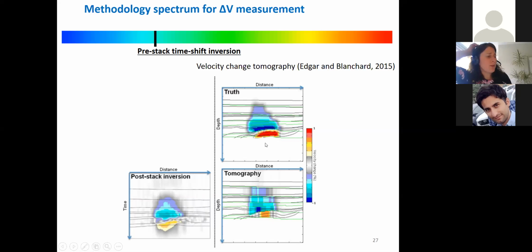And of course, after this seminal paper, they went on to improve this algorithm further by putting on geological constraints and all types of smoothness business.